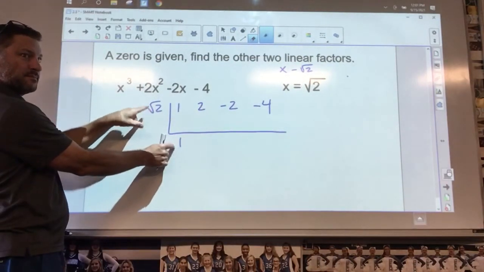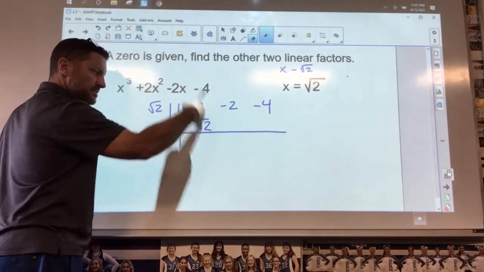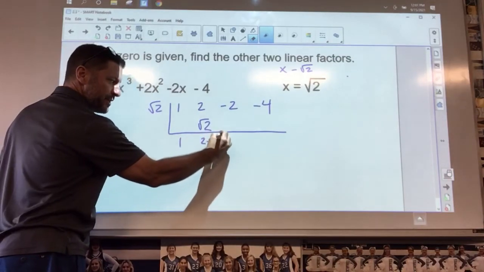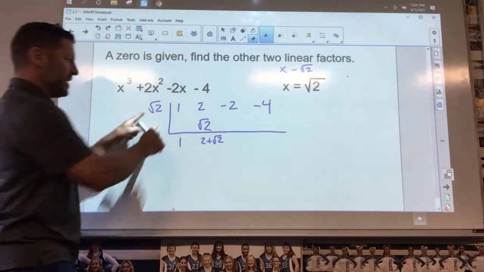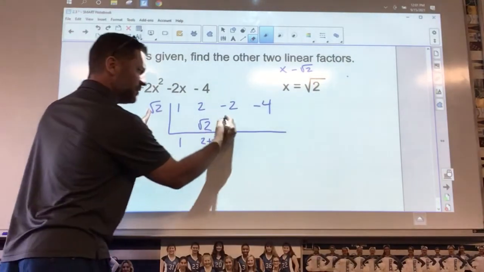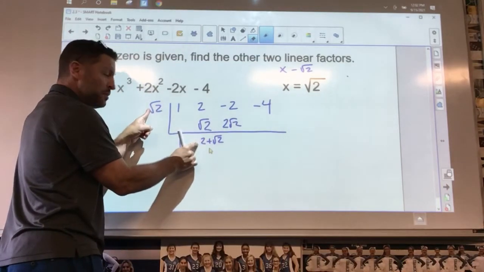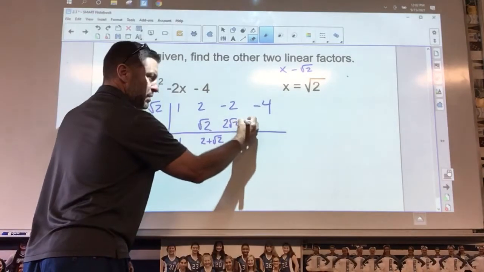Multiply it. Square root of 2. Add it. 2 plus the square root of 2. This is gonna be bad. Multiply it. 2 root 2. That times that is 2 root 2. What's root 2 times root 2? It's 2. Root. Plus 2.